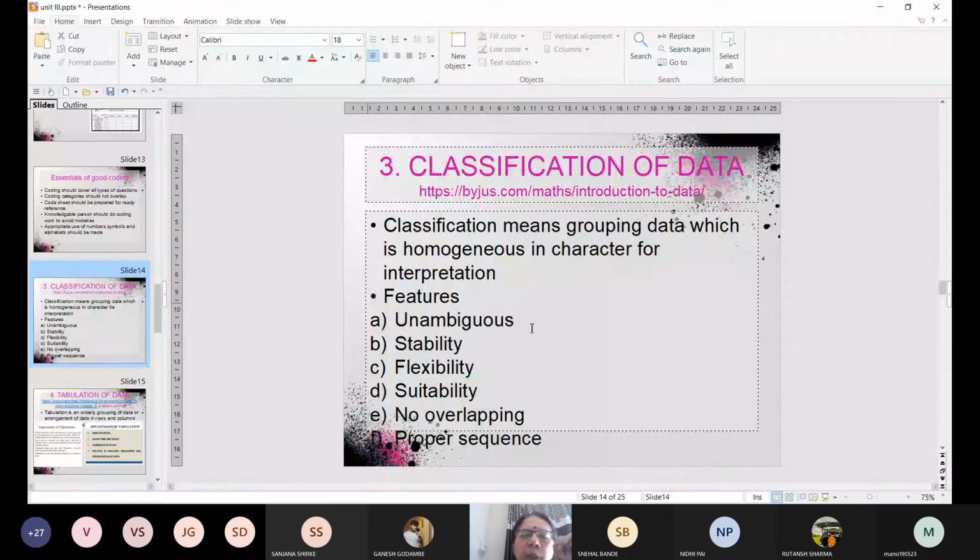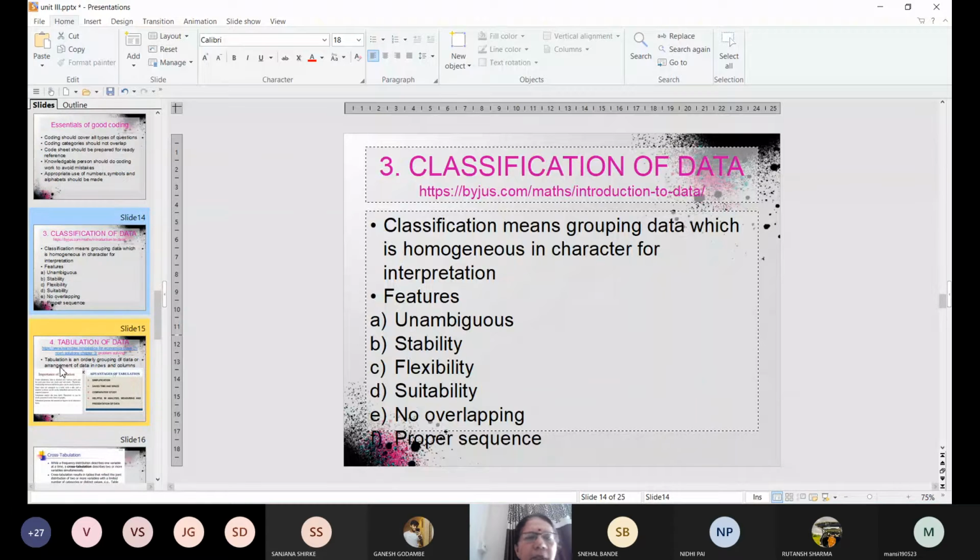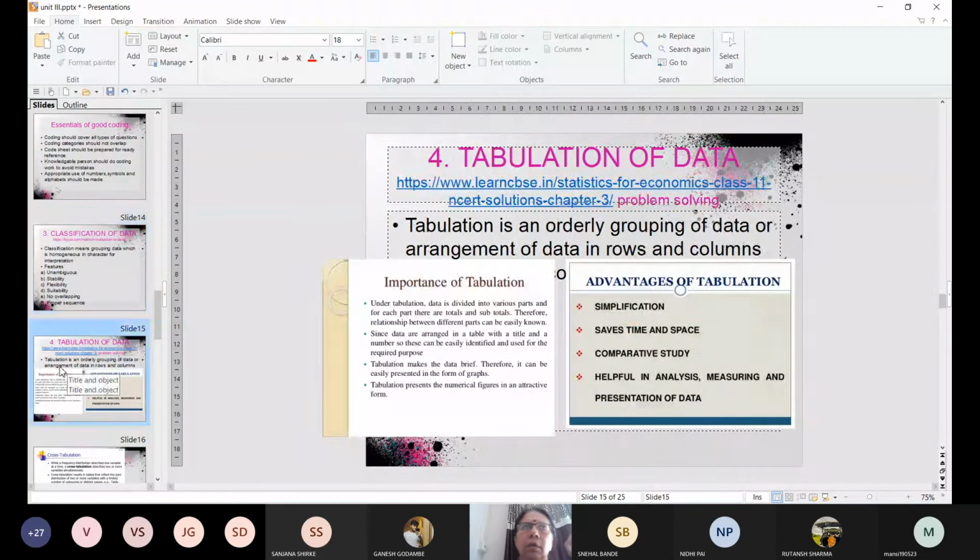It should be unambiguous, confusing नहीं होना चाहिए, stable, flexible, suitable, there should be no overlapping, and there should be a proper sequence. The fourth in this steps of data processing is tabulation of data.